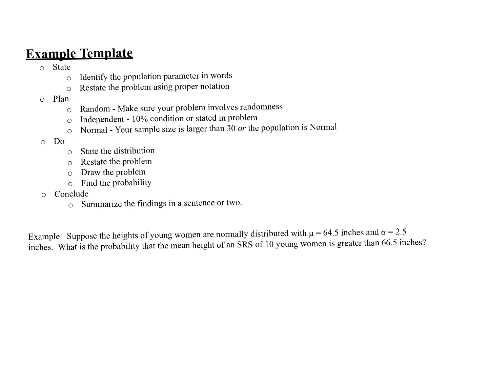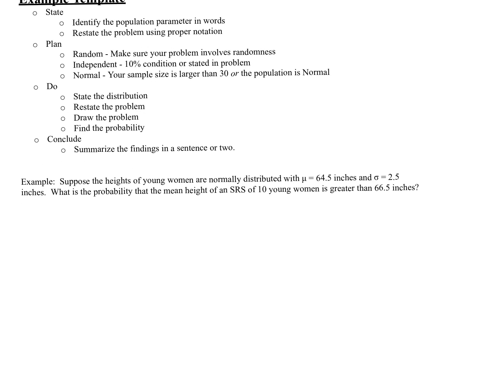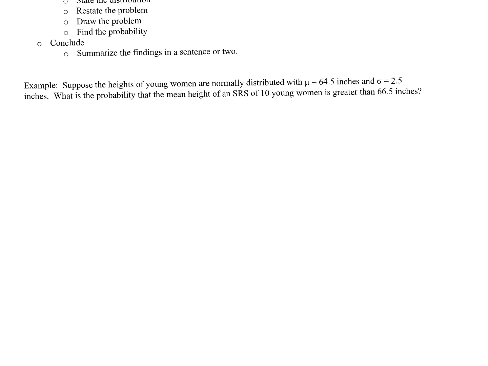So when it comes to doing a problem, it's the same 4 steps that we did for proportions. You have to identify your population parameter. You have to write your probability statement. You have to check your 3 conditions: random, independent, and normal. Then you'll calculate your probability, and then lastly, write your sentence. So let's go ahead and look at an example.